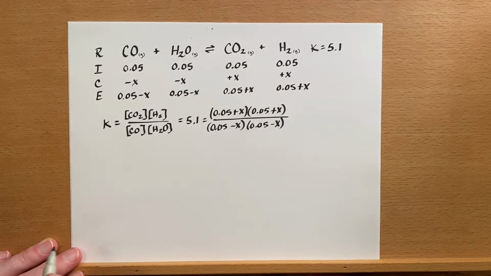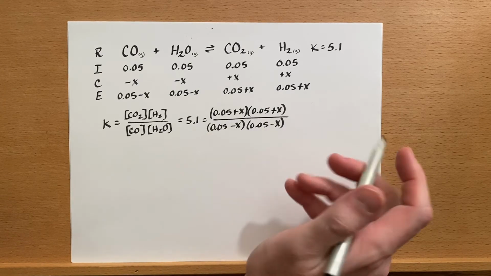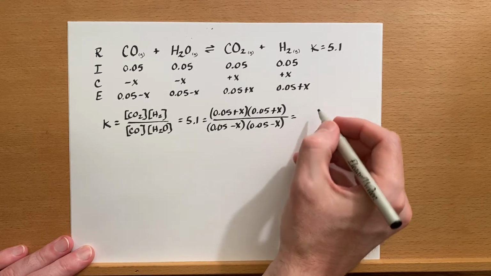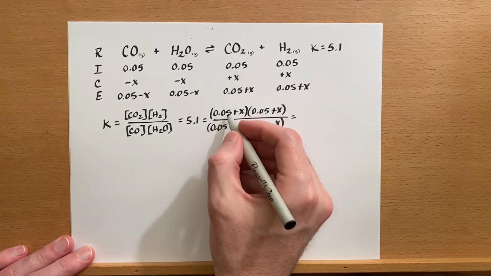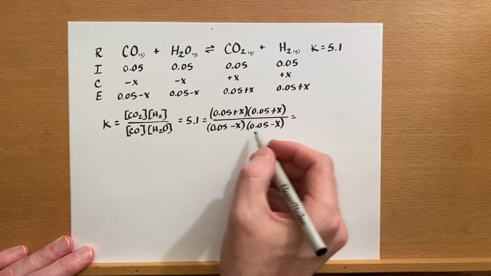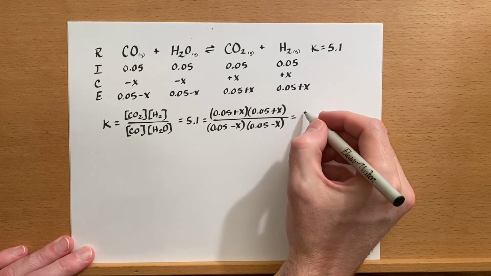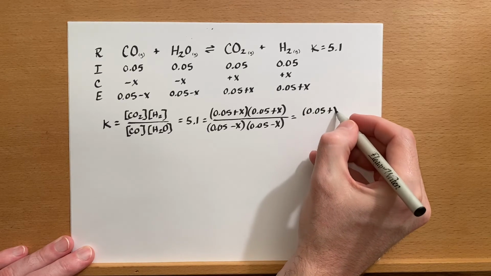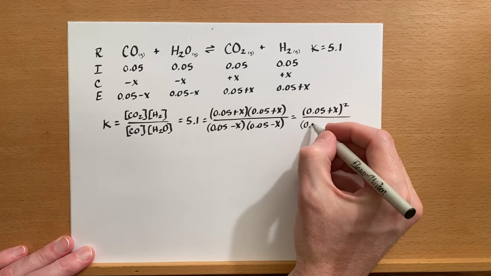Okay, now that we have that all filled in, let's actually combine these two terms so that it's going to be a little bit easier to solve in the end. So I'm going to write this top as (0.05 plus x) squared, and I'm going to write the bottom portion of this as (0.05 minus x) squared. And you'll see why in a minute.